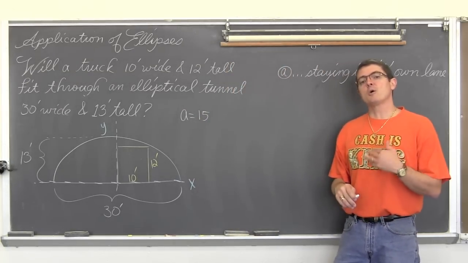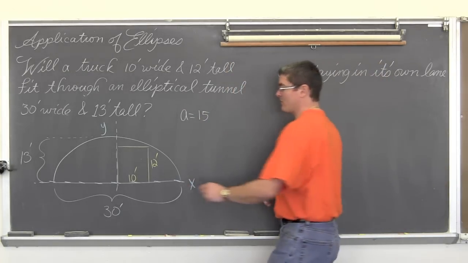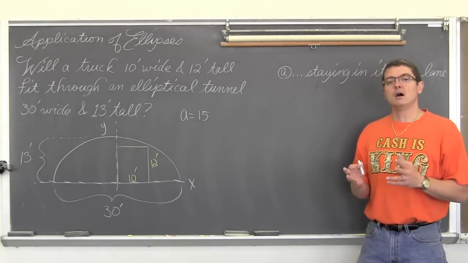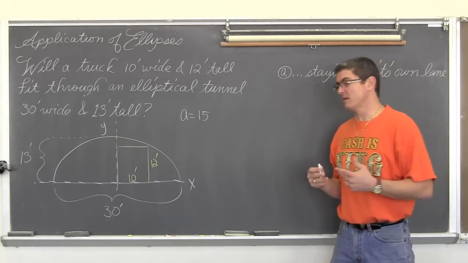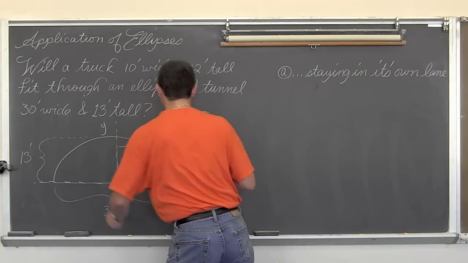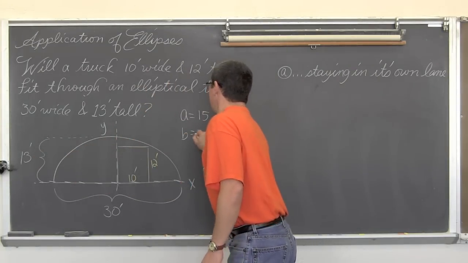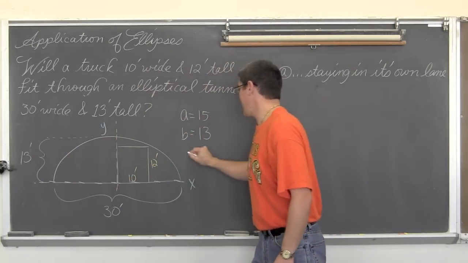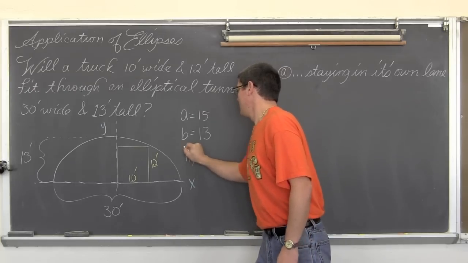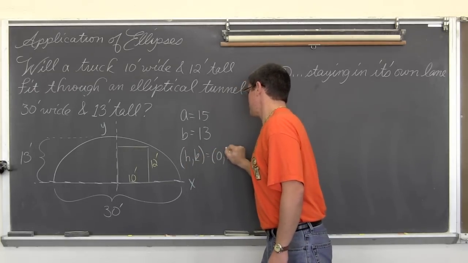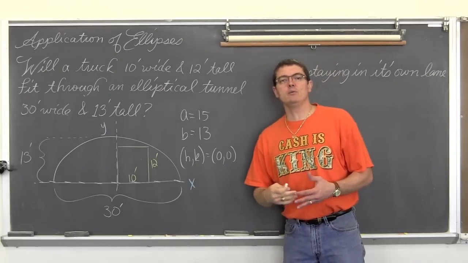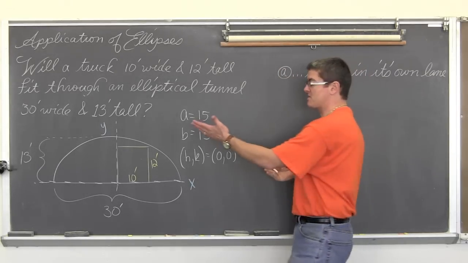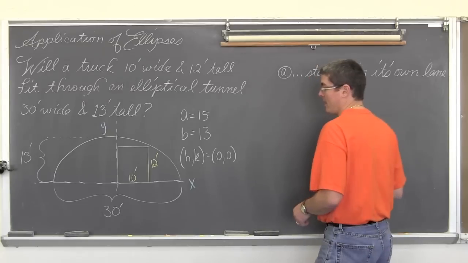And B is the perpendicular direction. B goes from center to the end point of the minor axis, or the shorter axis in an ellipse. And that right there says is 13 feet. Okay, so we have an ellipse whose center, H and K, is at 0, 0. We have a value of A and we have a value of B. So actually, I've already got my equation just about set up. I have all the information for it anyway.